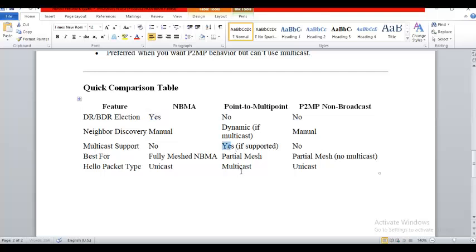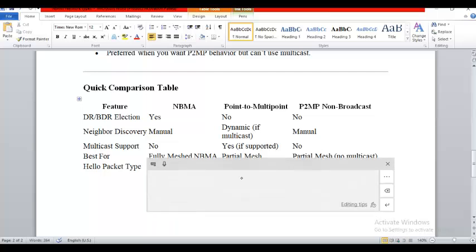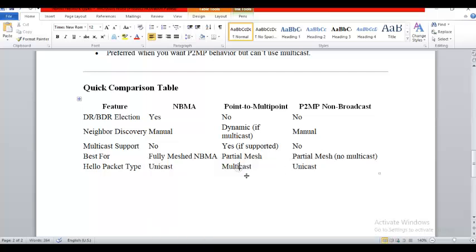In point to multipoint non-broadcast, this is the difference. Hello packets are sent using unicast because you are going to specify the neighbor address. Why? Because there is no multicast support. The neighbors are manually configured. There is no DR BDR election.